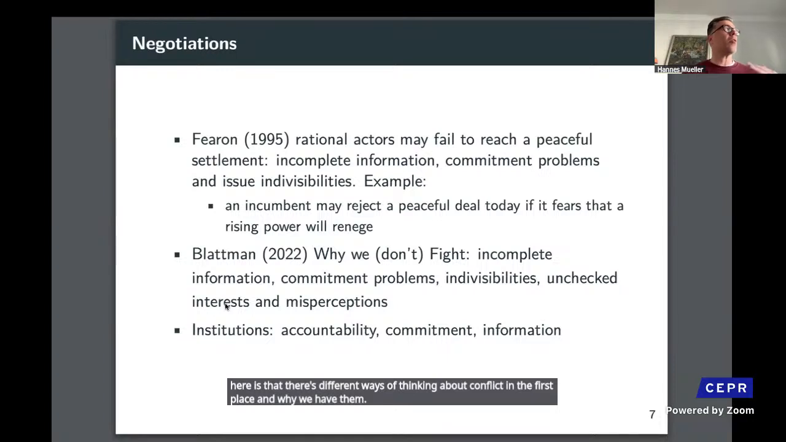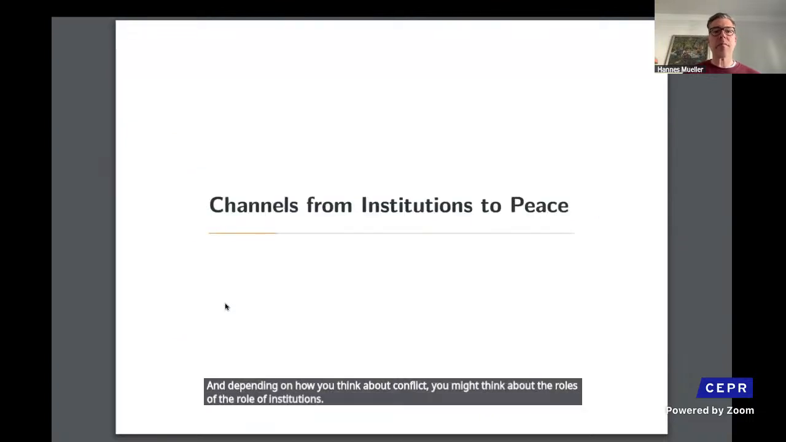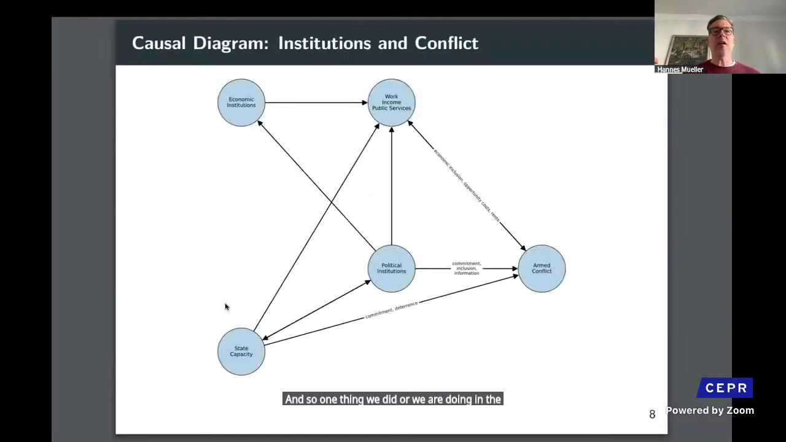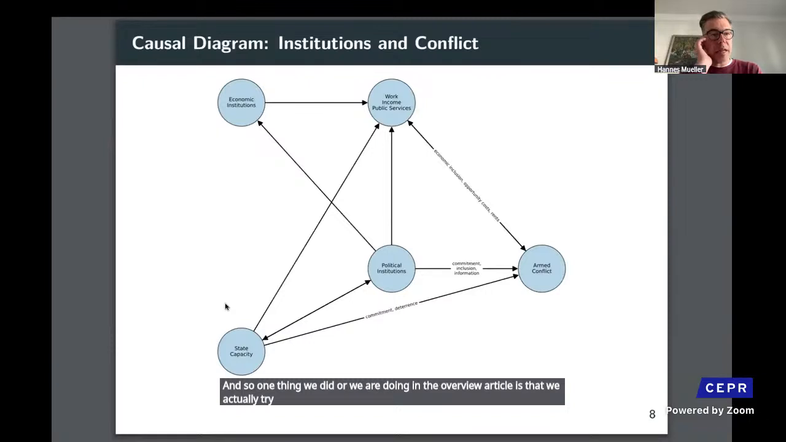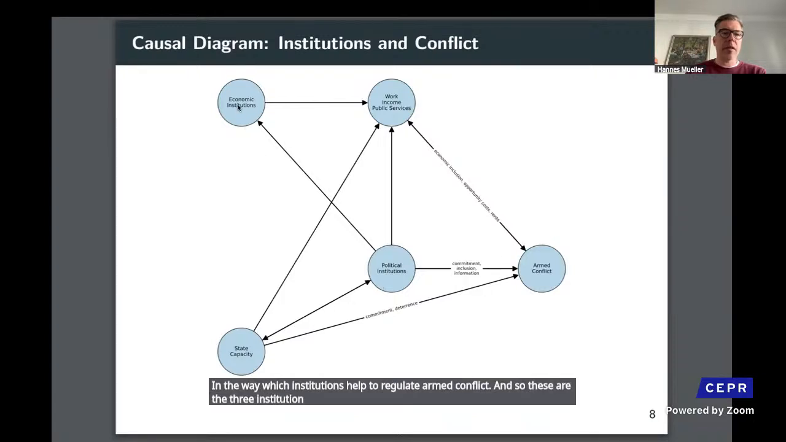Depending on how you think about conflict, you might think differently about the role of institutions. So one thing we're doing in the overview article, and of course this is hopeless in a way, is really abstracting out and trying to take only the most important channels we can see in the literature, through which institutions help to regulate armed conflict. These are the three institution blocks we think about: economic institutions, political institutions, and state capacity.